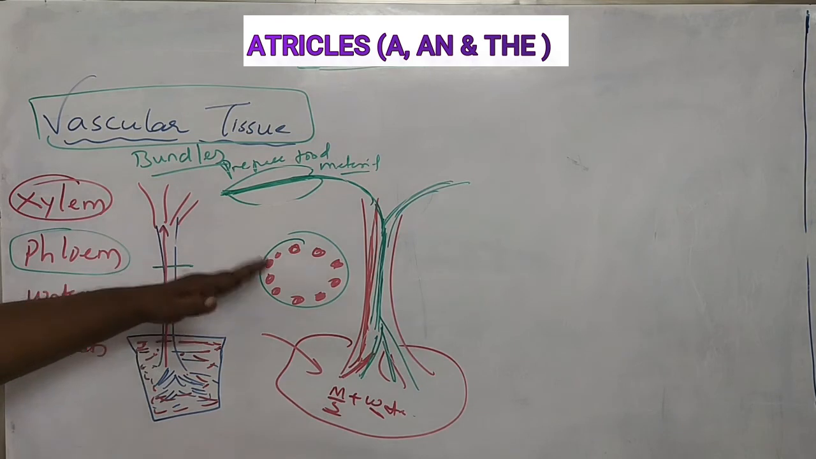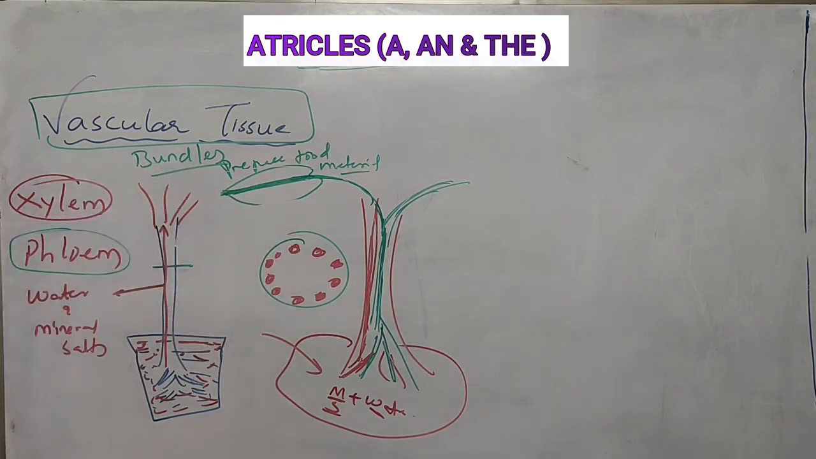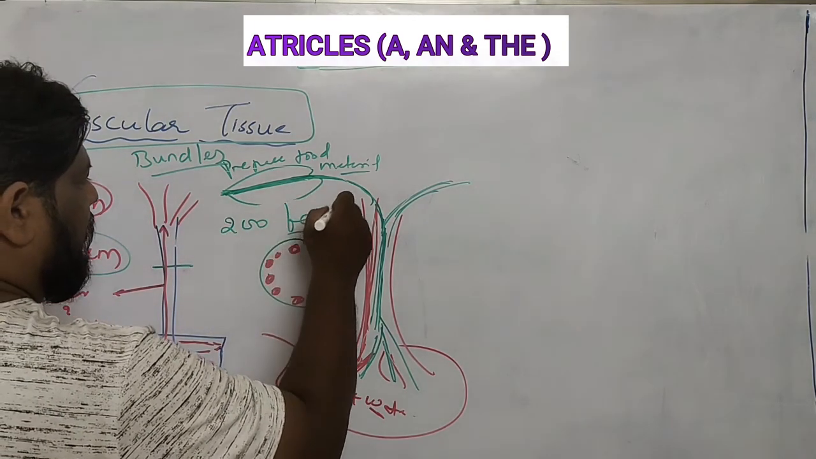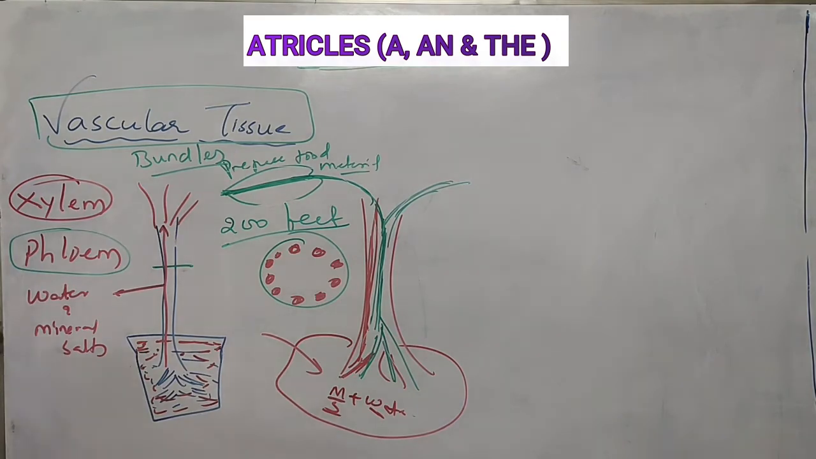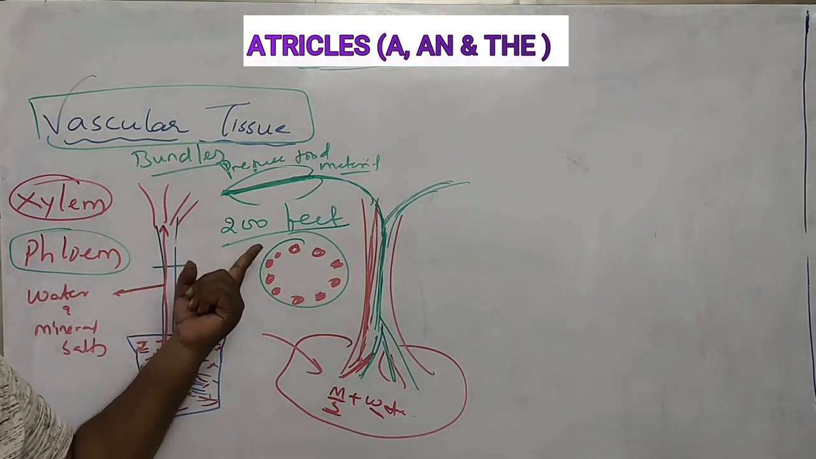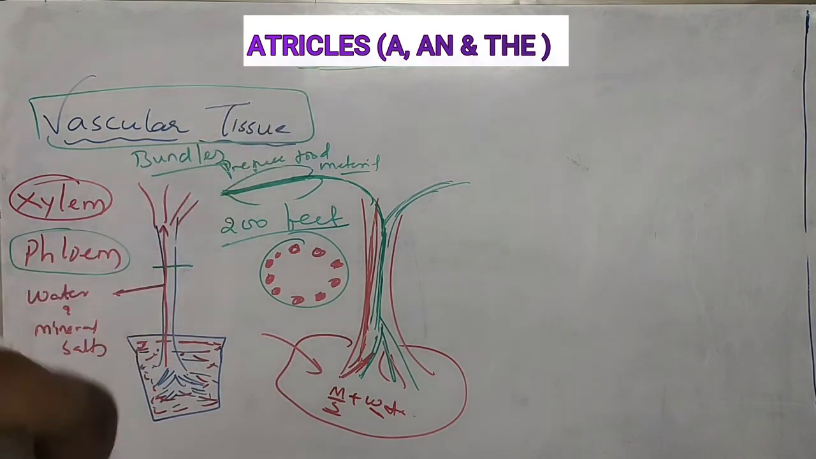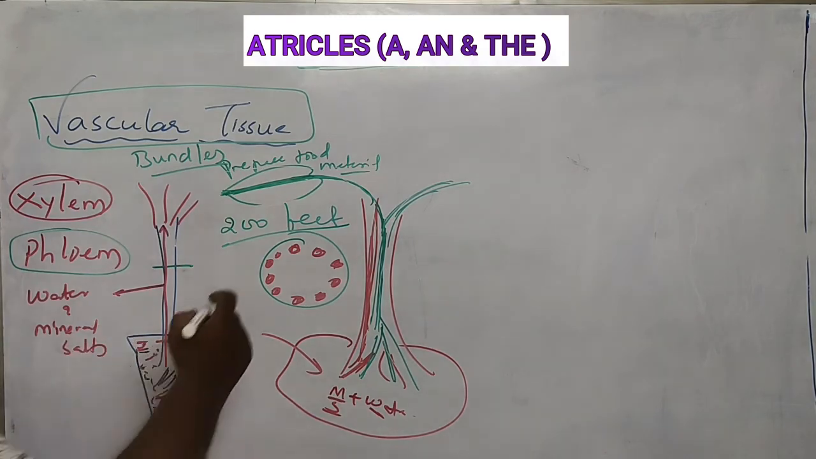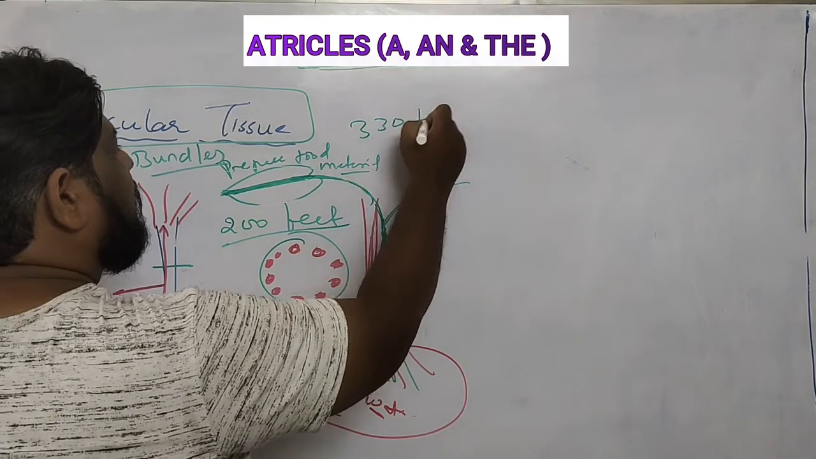Vascular tissues, these vascular bundles, they are able to carry the water to great heights. That is, if you see a eucalyptus tree, it is almost 200 feet. So until 200 feet, the water is carried. How? And even if you see a redwood tree, it is up to 330 feet.